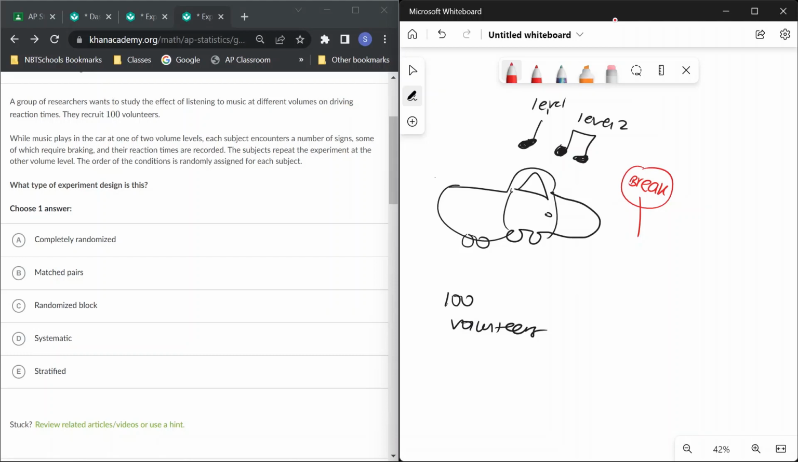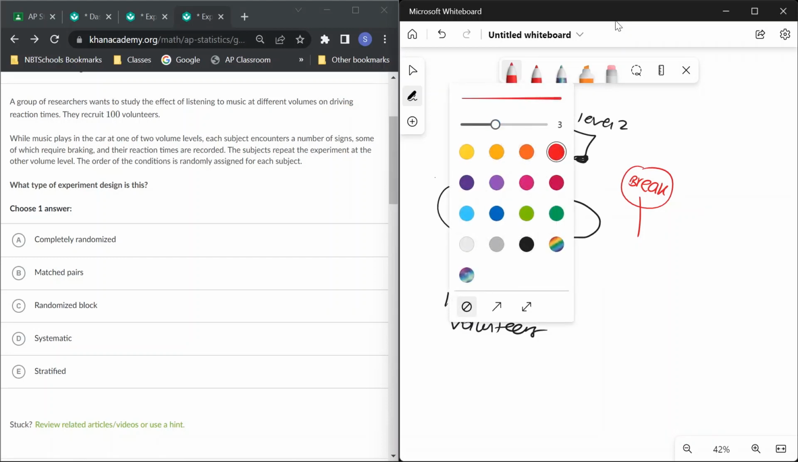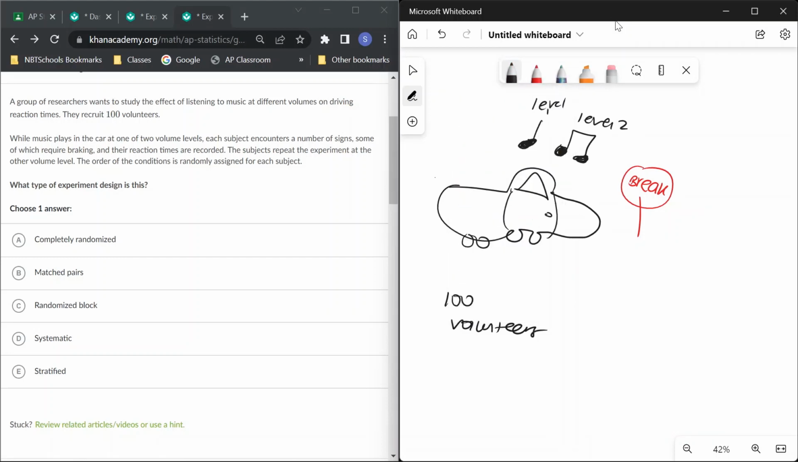So the subjects repeat the experiment at the other volume level. So they're the same people. This is matched pairs, because they're not being randomly assigned. The level of music is not being randomly assigned to different experimental units. The people here are the same people.